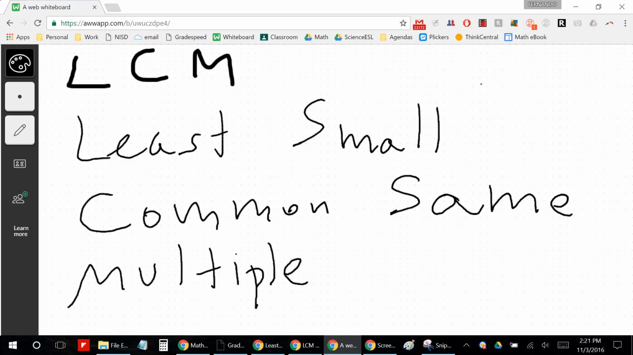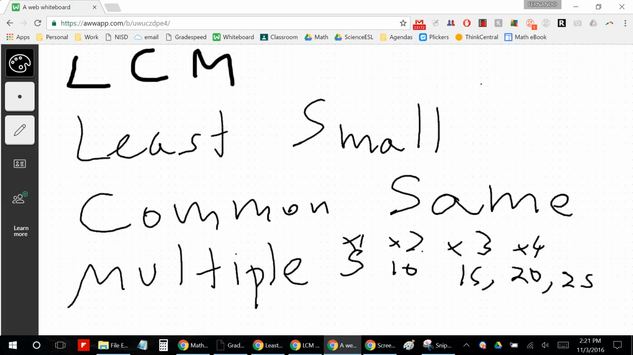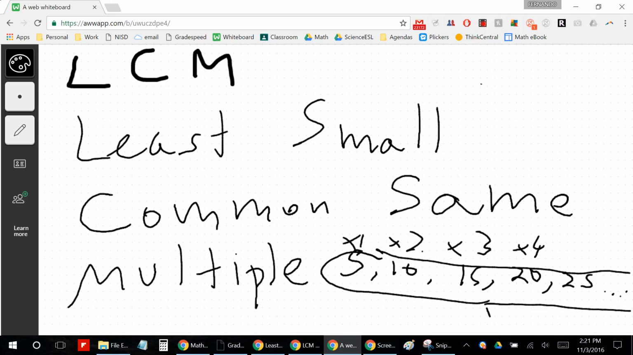So you take a number, say 5. You multiply by 1 and you have 5. You multiply by 2 and you have 10. You multiply by 3 and you have 15. You multiply by 4 and you have 20. Then you have 25, and 30 and 35, all of these going to infinity, going forever. Those are the multiples.